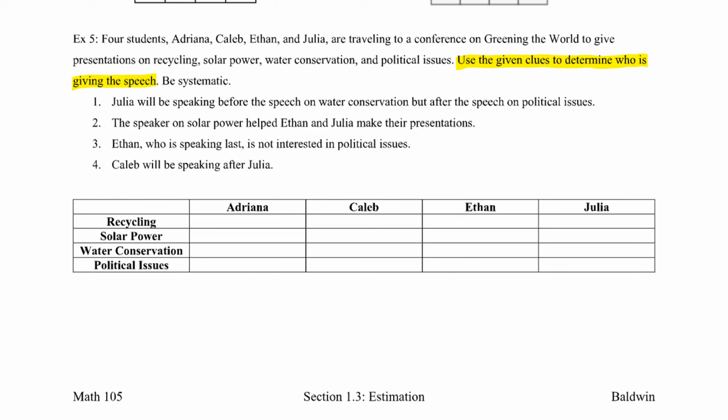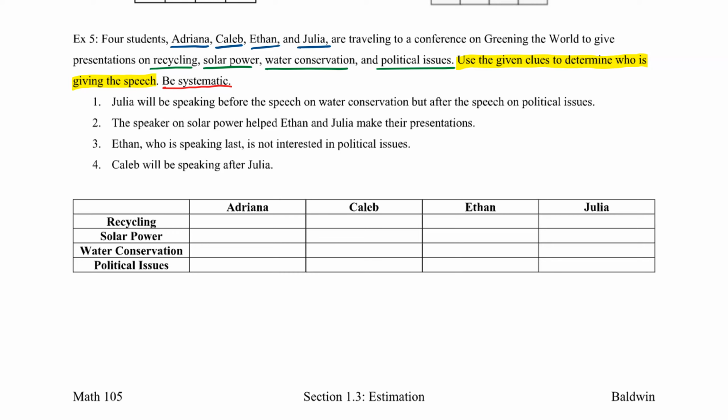Now notice it tells us we need to be systematic in this approach. So we want to think about our orderings that we talked about in section 1 in class last week. So we have 4 individuals, Adriana, Caleb, Ethan, Julia. We have 4 presentations: recycling, solar power, water conservation, political issues. Our information, if we start with the first one, says Julia will be speaking before the speech on water conservation, but after the speech on political issues.